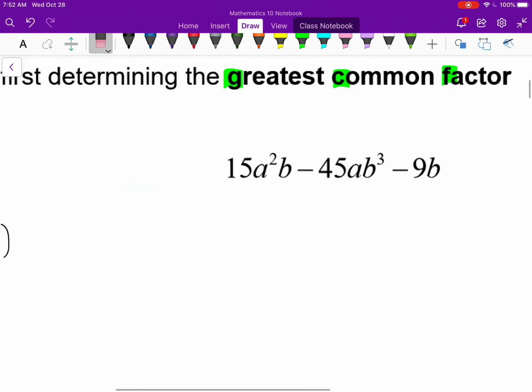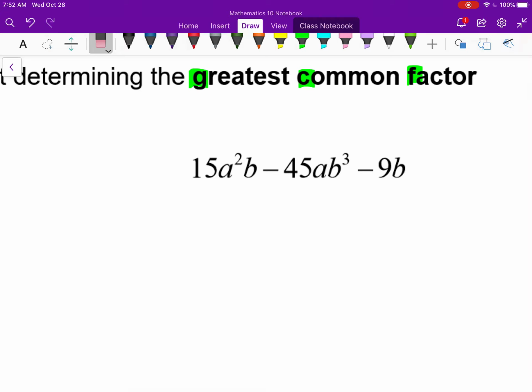All right, so same idea here. Let's look for the greatest common factor. The greatest common factor of all three of these terms, I'll do it like before by paying attention to first the coefficient and then each variable.